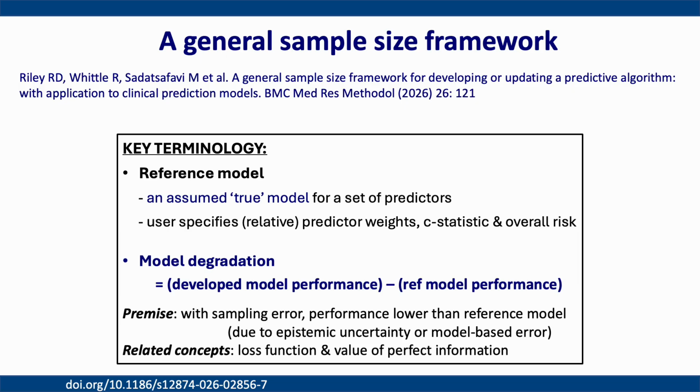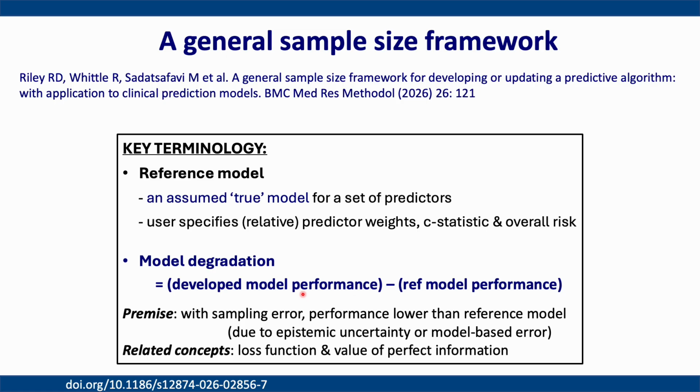And the other key term, like I've mentioned a lot already, is model degradation. But just to formally define this, this is the developed model's performance minus the reference model performance. So the concept is that, unless your data is infinite, you can't do as well as the reference model performance. So the reference model performance is the best that you're going to do, and the developed model's performance will be lower than that. So the C-statistic will be lower, the calibration slope will be away from 1. The net benefit, the clinical utility of the model, will be lower than the maximum net benefit.